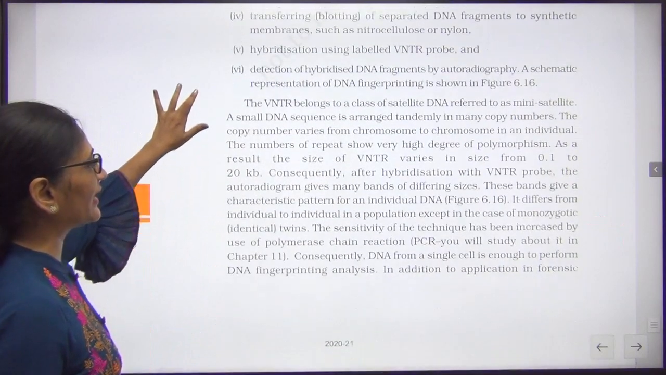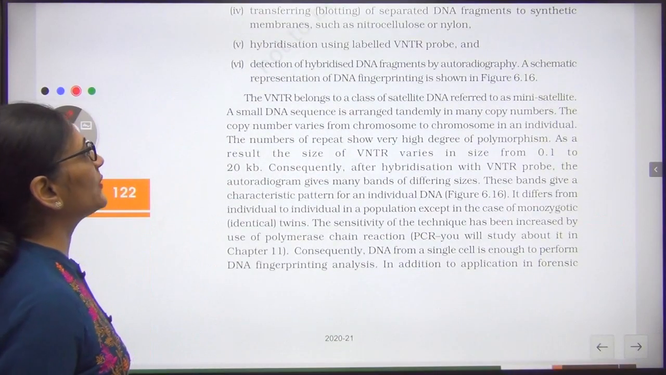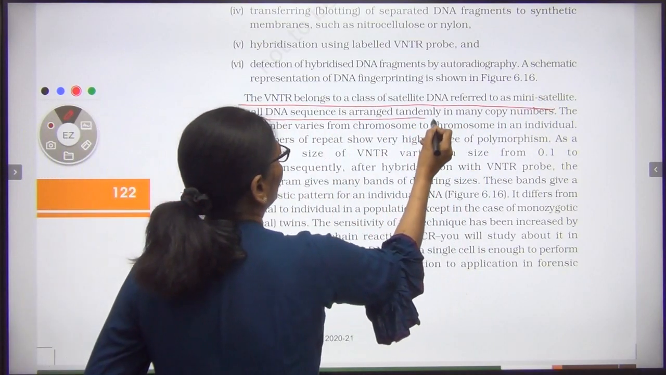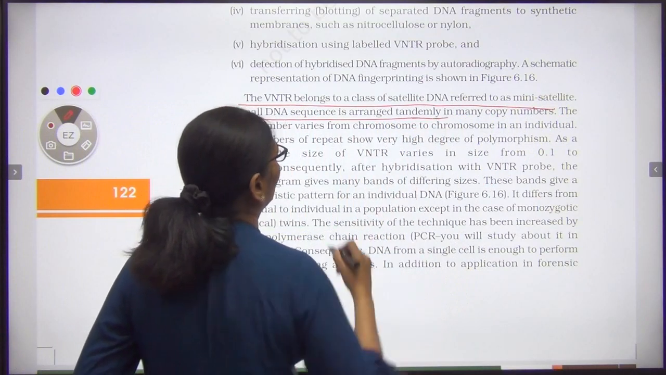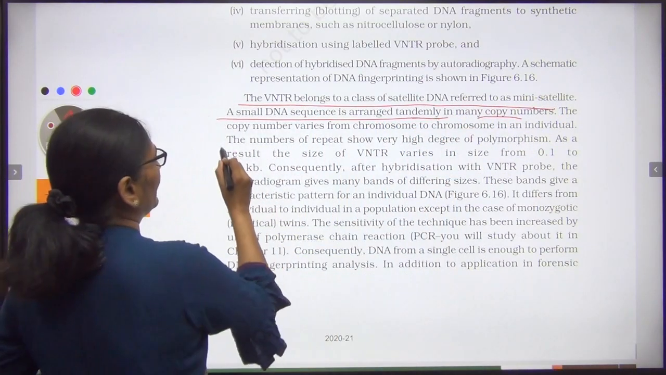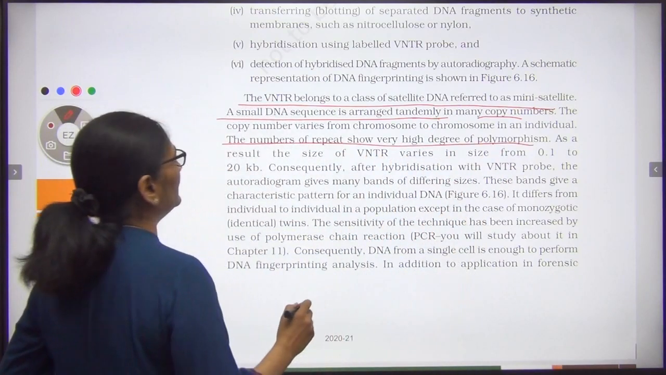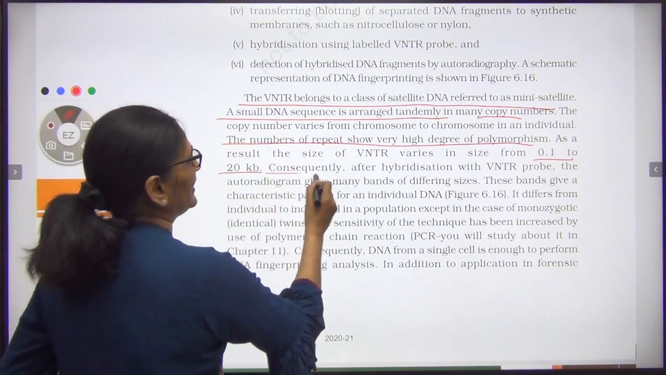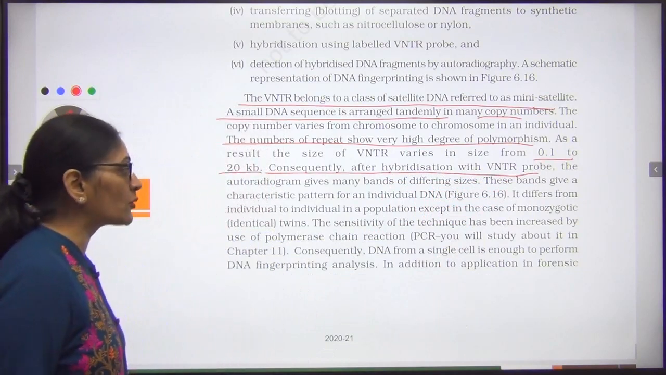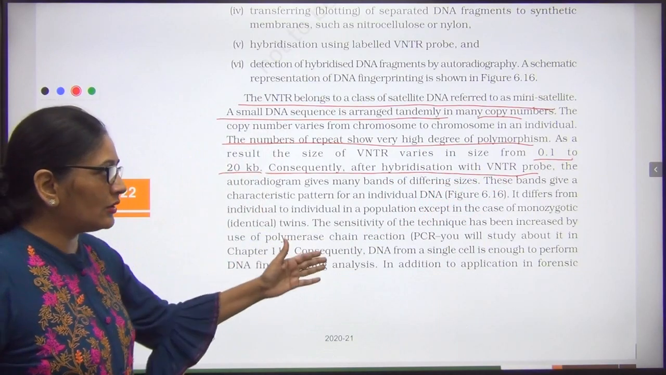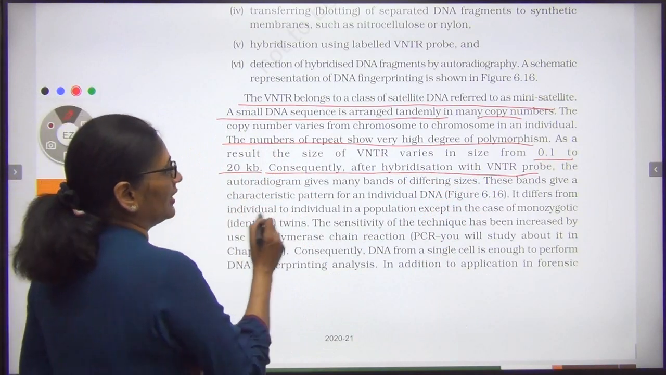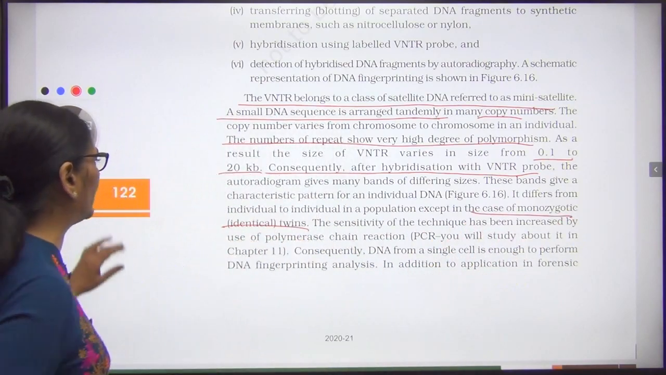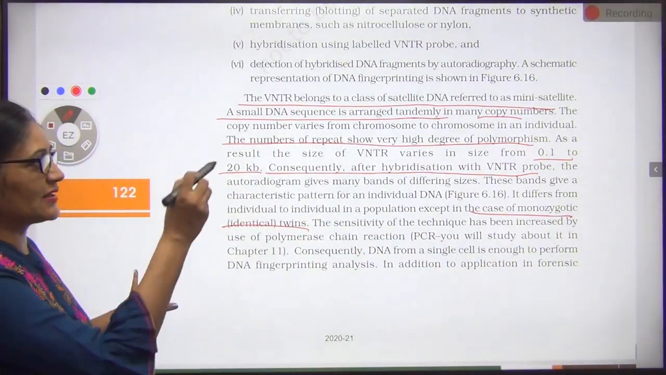Now in the next paragraph it has described VNTR. So what is VNTR? It is a class of satellite DNA which we call mini satellite. Here the nucleotides are tandemly repeated in many numbers. The number of repeats shows a high degree of polymorphism. The size may be from 0.1 to 20 kilobases. They can be easily hybridized with VNTR probes. Every DNA is unique except in the case of monozygotic or identical twins. So this is about VNTR.